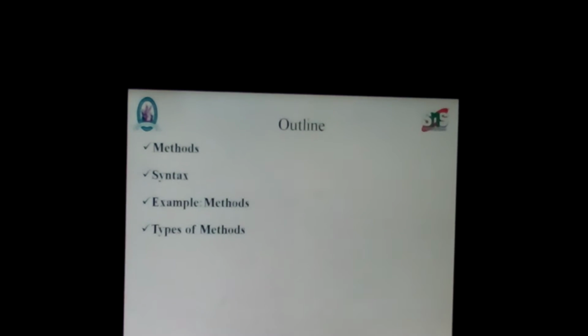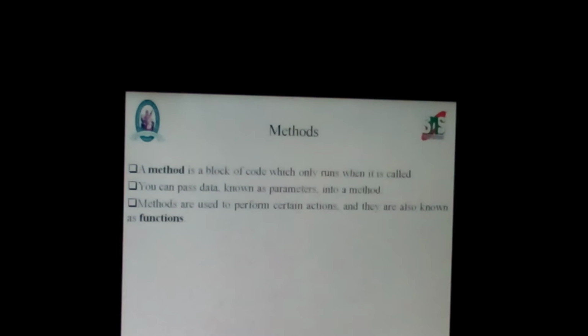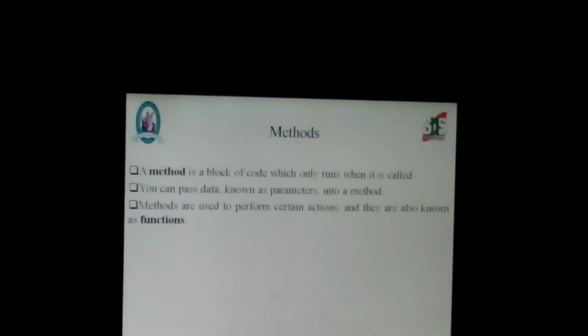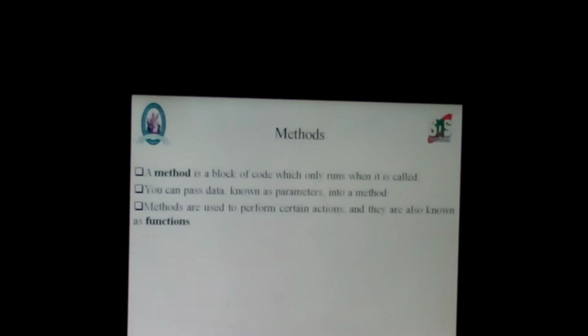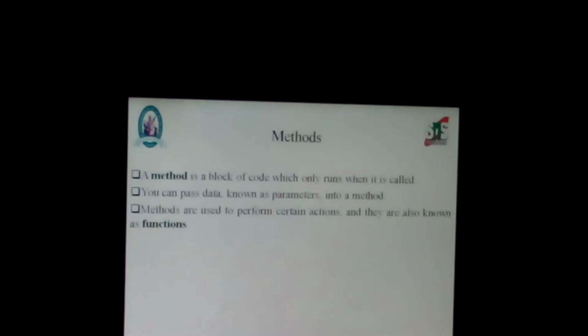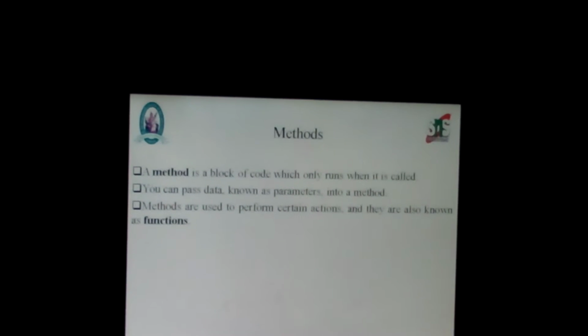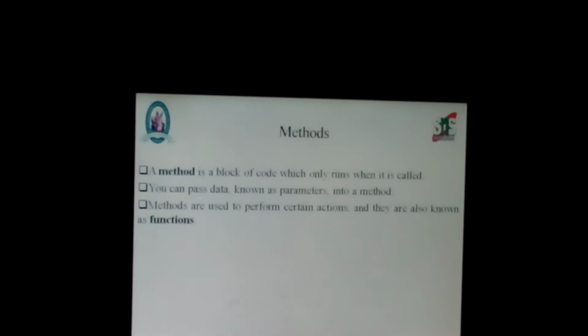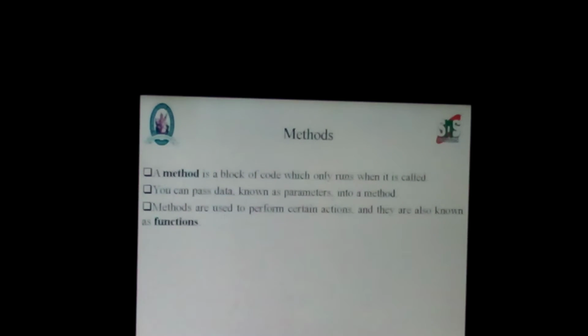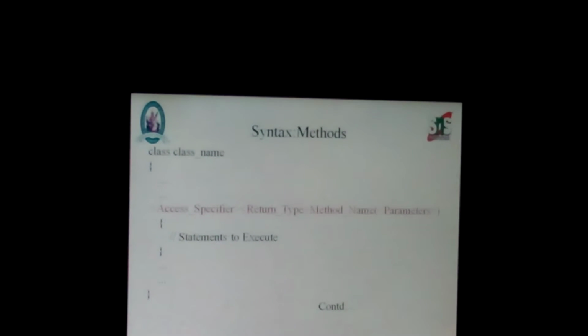Now let us see what is meant by method. A method is a block of code which only runs when it is called. You can pass some data, known as parameters or arguments, into a method. A method is used to perform some action. They are also known as functions.